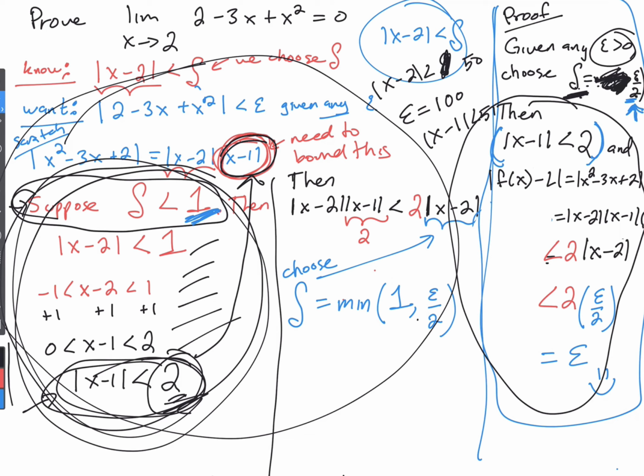But if you said from the beginning delta is less than 50, then you can make delta be the minimum of 50 and epsilon over 2. Yes. So whatever number you picked here, that's what you put up there. So it's always the same exact number. In our examples, it's often 1, but that's just because we almost always pick 1, because 1 is easy to work with.